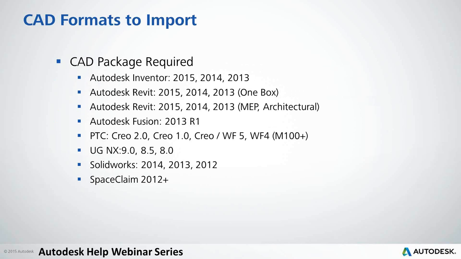The next couple of slides, basically, where can you bring in a model? Some CAD formats you can import. This first slide shows you the CAD packages that you would need to have installed on your computer to be able to import the model. This would be Autodesk Inventor, Autodesk Revit, Autodesk Fusion, PTC Pro/E, Creo, Creo 1.0, and so on, UGNX, Unigraphics, SolidWorks, and SpaceClaim. So for those, you would need to have the software installed on your machine, the CAD package, that is.